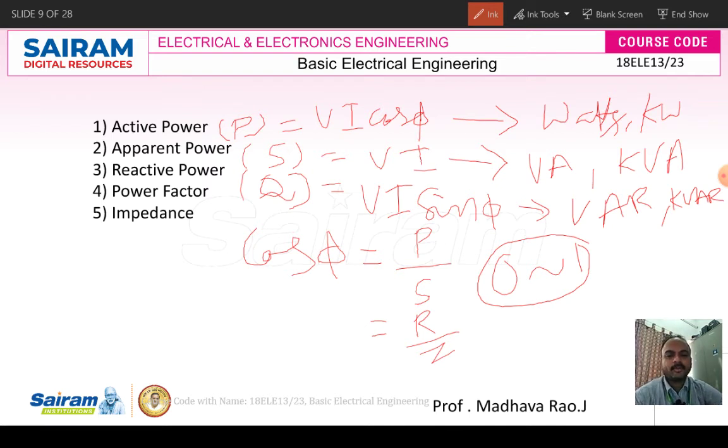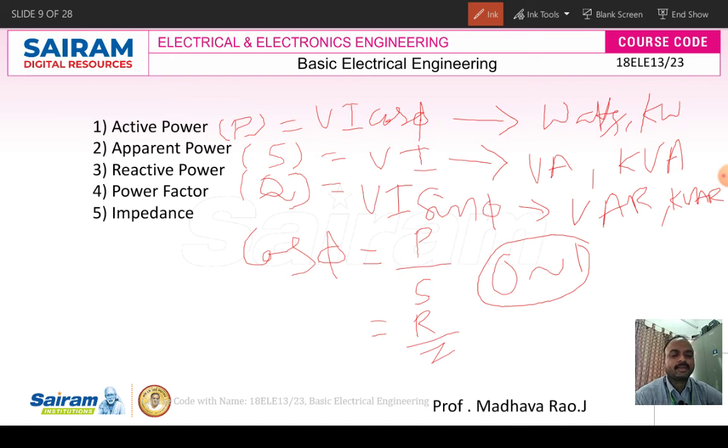So this is about power factor. Power factor is defined in three ways. One is the ratio between active power and apparent power. Power factor is unitless, a scalar quantity. We can also define it as the cosine of the angle between voltage and current, that is cos phi. We can also define power factor as the ratio between resistance and impedance. It lies between 0 and 1.